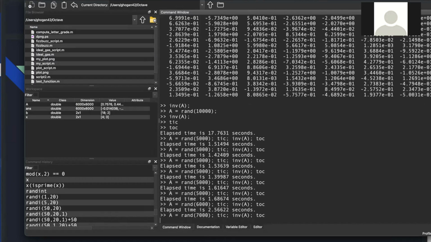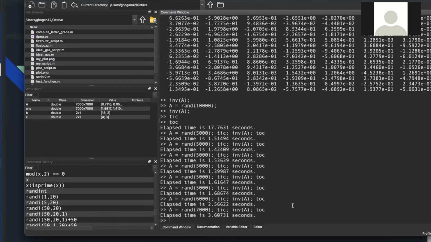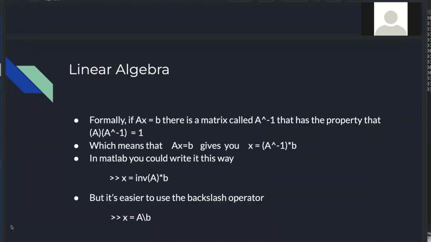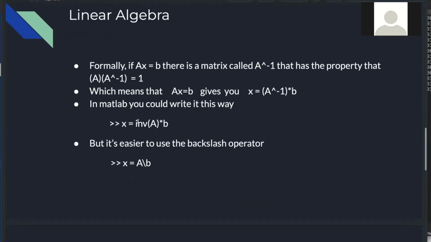We don't really know because I only ran it one time. We go to 7,000. Oh, now it's like 3.6 seconds. So you can see that as the matrices get bigger and bigger, the inverse is slower and slower to calculate. And that's basically all of the time that it takes. So when you're doing this operation, multiplying the matrix times the b is very, very quick. Actually computing the matrix inverse, that's the entire slow time.